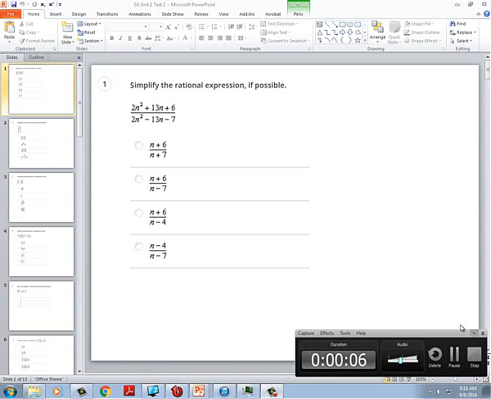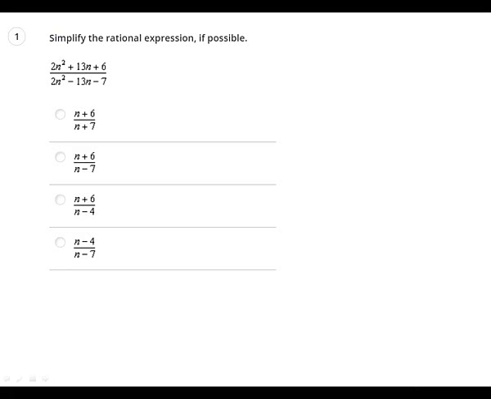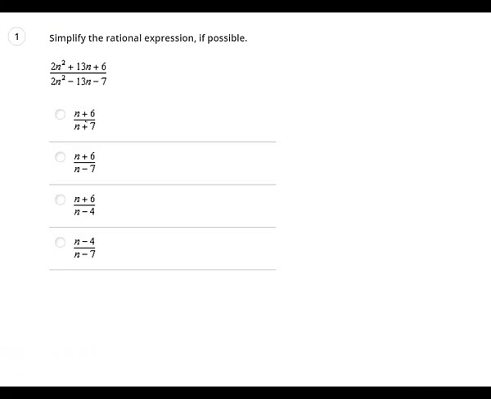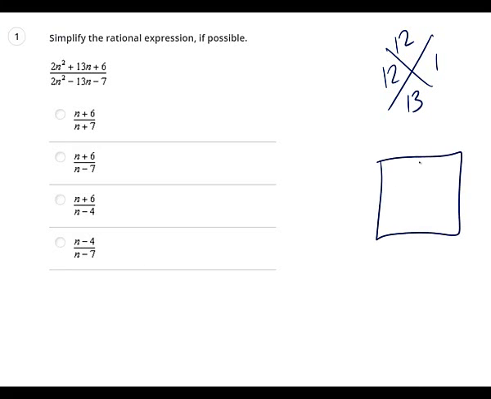Yes. Okay, let's start with number 1. Okay, so we got to do some factoring. What kind of factoring am I going to do? Magic X. Okay, so let's start with the numerator. So 2 numbers that multiply to 12 and add to 13. I heard a 12 and a 1. Good. Okay, and then do I need a box? Why? There's a leading coefficient.